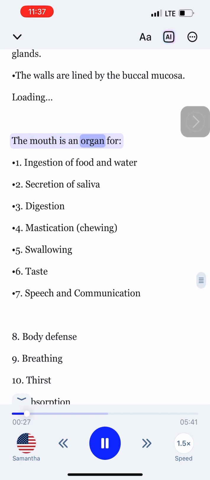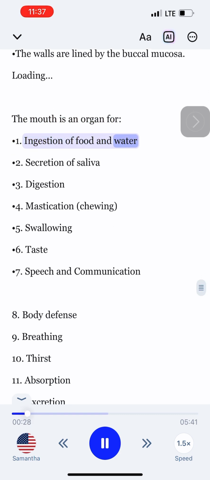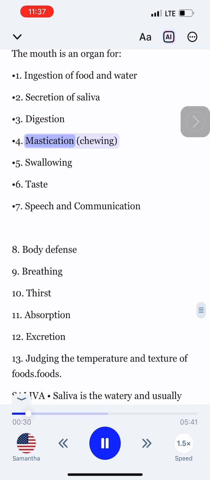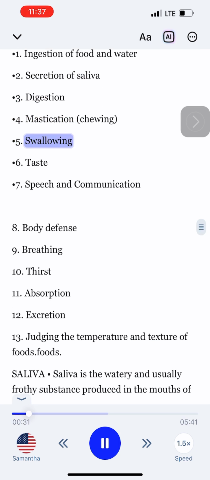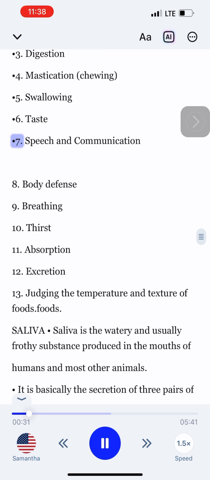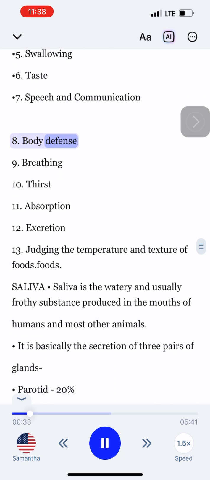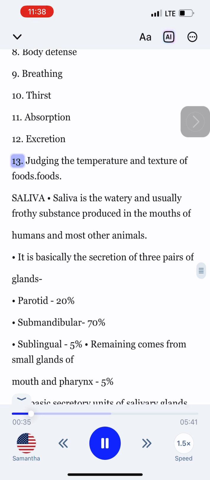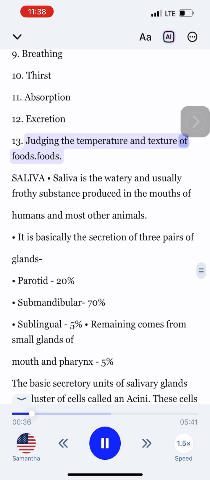The mouth is an organ for: 1. Ingestion of food and water. 2. Secretion of saliva. 3. Digestion. 4. Mastication, chewing. 5. Swallowing. 6. Taste. 7. Speech and communication. 8. Body defense. 9. Breathing. 10. Thirst. 11. Absorption. 12. Excretion. 13. Judging the temperature and texture of foods.